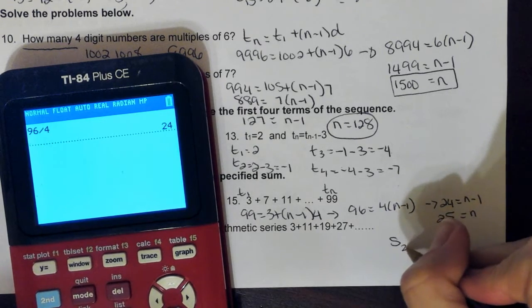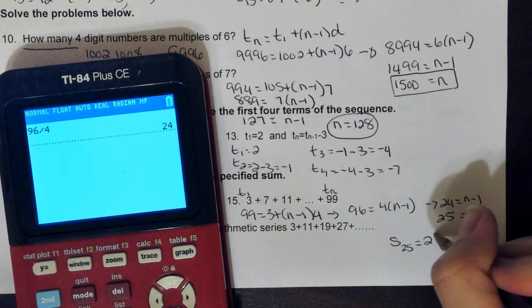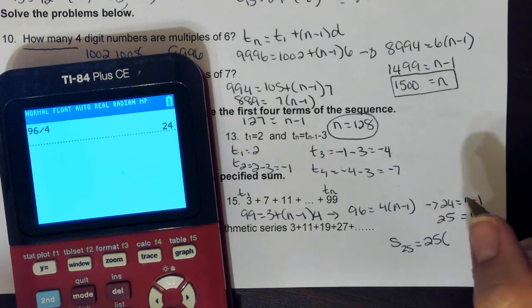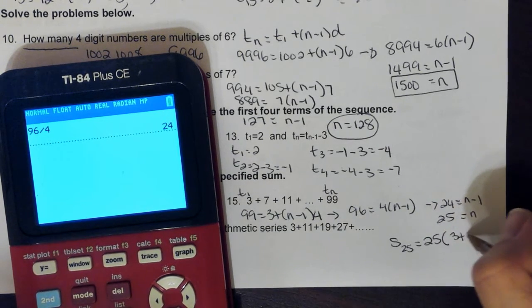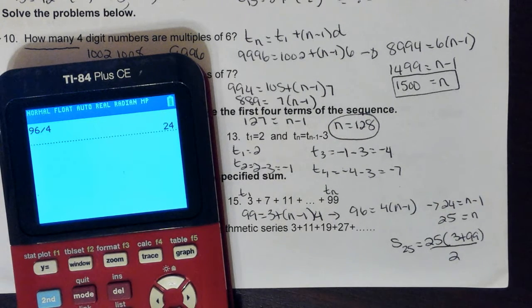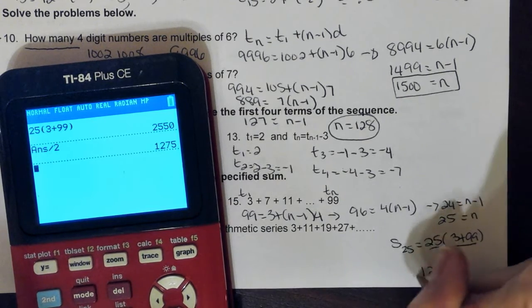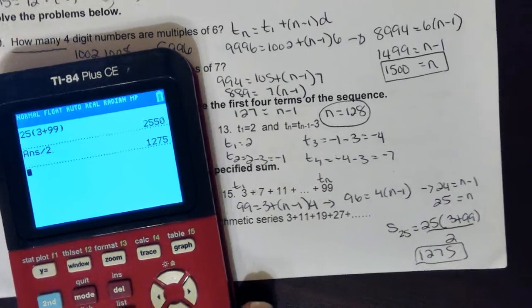So the sum of the first 25 terms, because my n is 25, is 25 times my first term, which was 3, plus my last term, which is 99, all divided by 2. And we're going to put that in our calculator. 25 parentheses, 3 plus 99, enter, divided by 2. 1275. Okay.